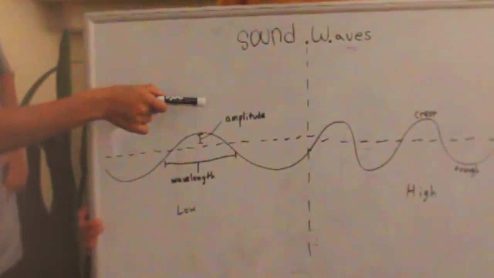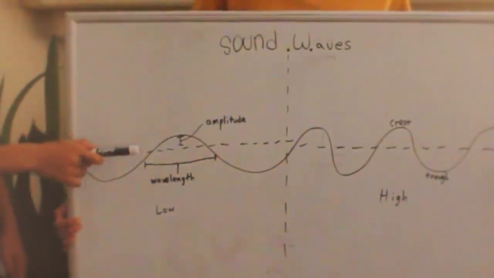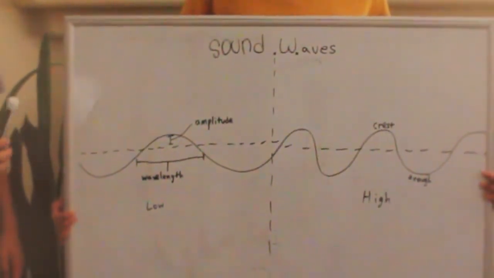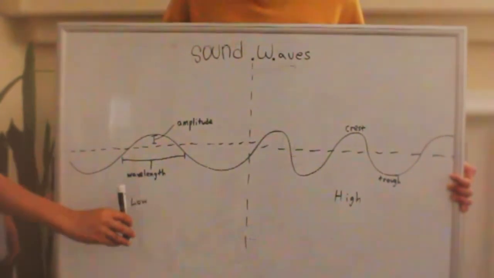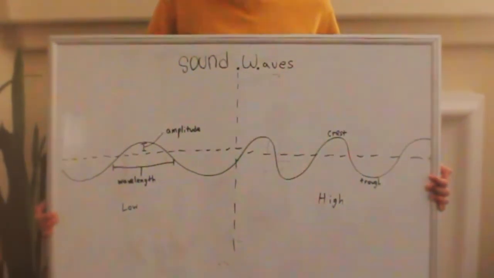And over here, we have the amplitude, which is how far the median is from one of the peaks, which decides how loud the sound wave is. And the wavelength, which decides the frequency or pitch of the sound wave.